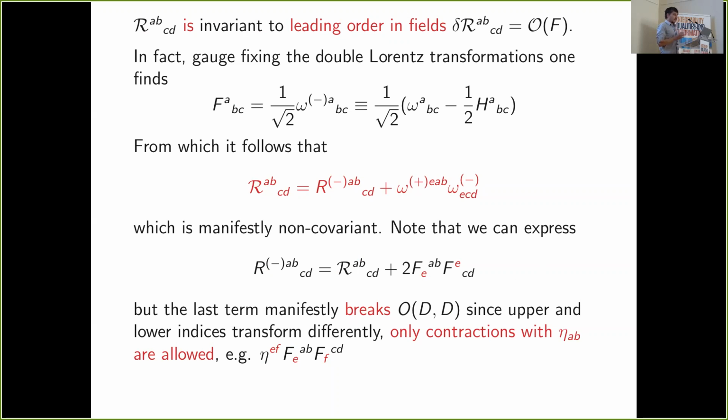The only way to respect the double Lorentz invariance is if you contract indices with eta. So for example, if you contract E and F with an eta, that respects the double Lorentz transformation because E and F are lower indices and they transform with the same Lorentz factor. Those are the only things that respect double Lorentz transformations, whereas this guy does not. Said another way, that means that this object is almost a nice object under ODD, but not quite.